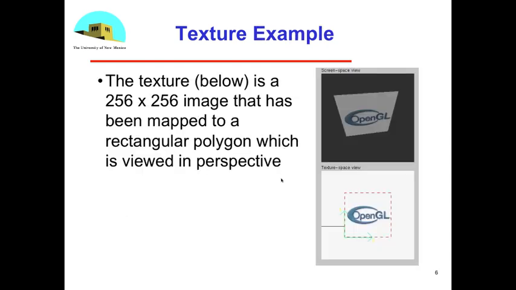Okay, so here's a little example of that. Here's the OpenGL icon. It's a 256 by 256 image you can download off the web. We're taking just a piece of it here. It's being mapped to a square, but that square is now being viewed in perspective. So when it's tipped with respect to the camera, part of it is closer to the camera than other parts of it, and so you see this perspective scaling happening. So that's what we're trying to get at.